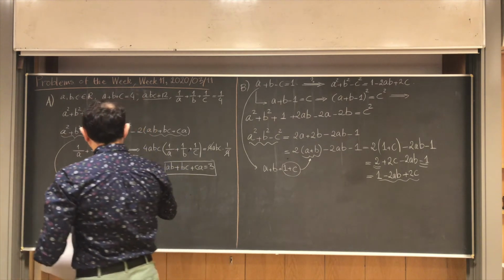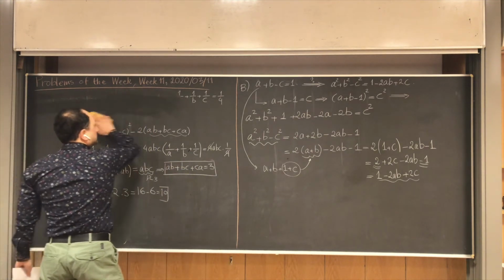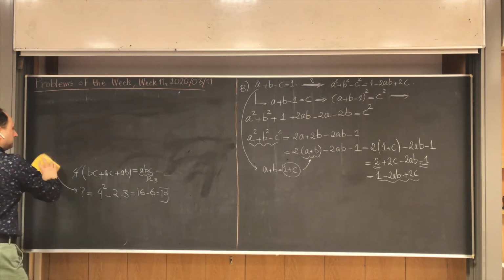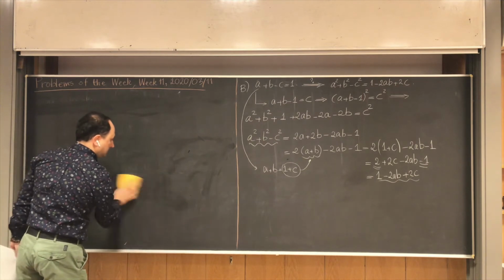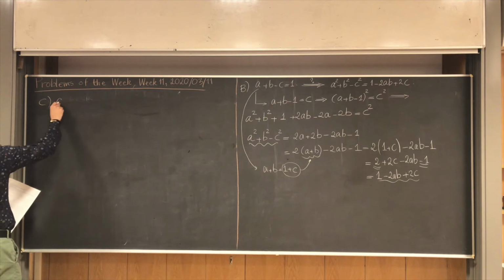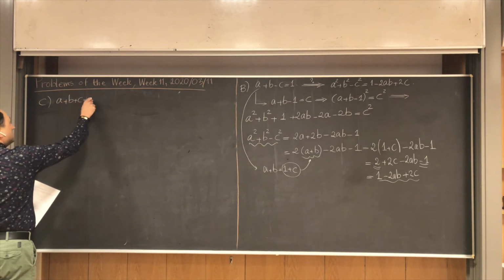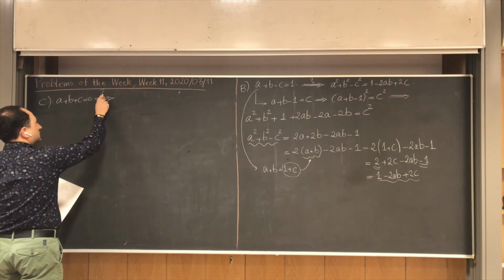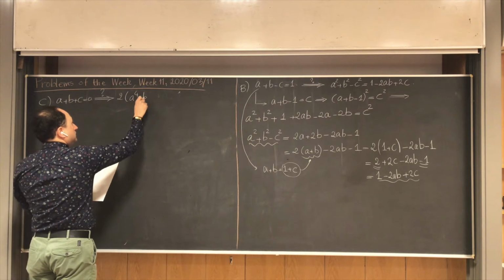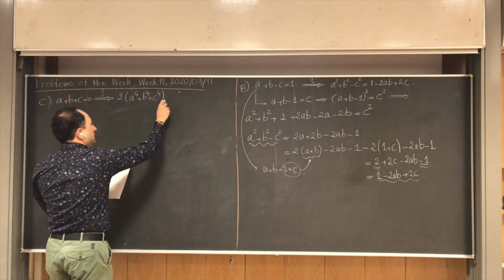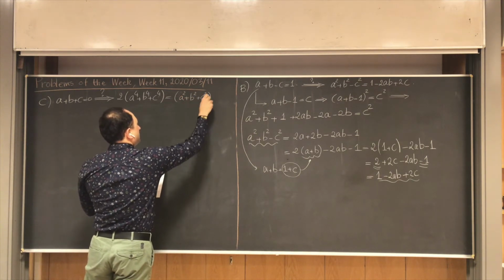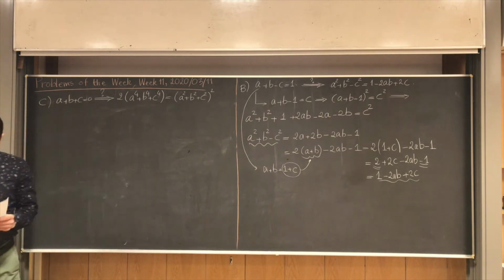Now, let us go to the next problem. Okay. Problem C. a plus b plus c is equal to 0. We are supposed to prove that under this condition, 2 times a to the 4 plus b to the 4 plus c to the 4 is equal to a squared plus b squared plus c squared, all to the 2. Okay?